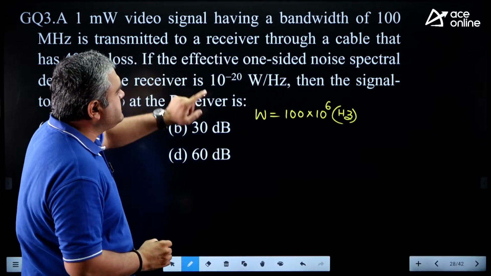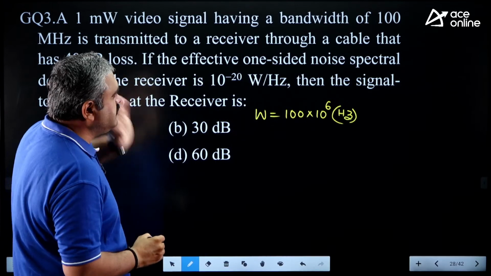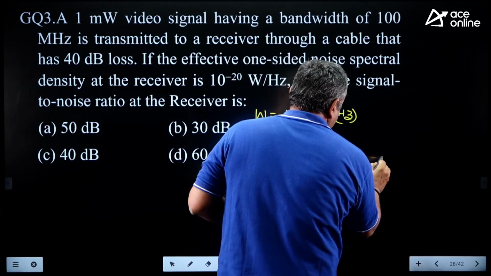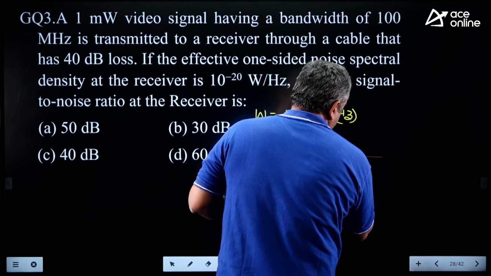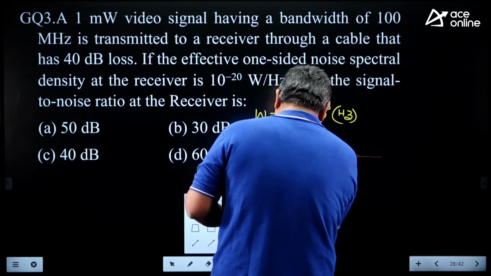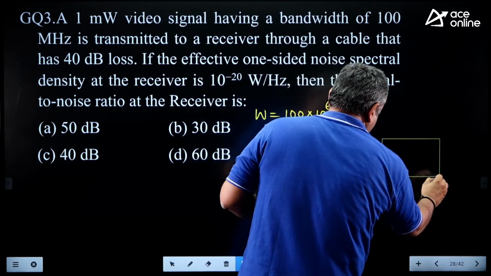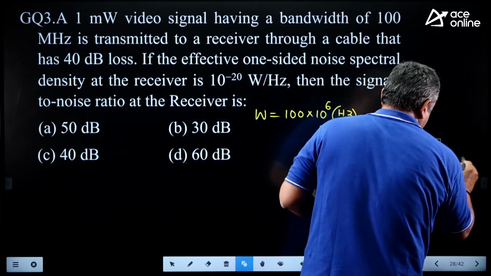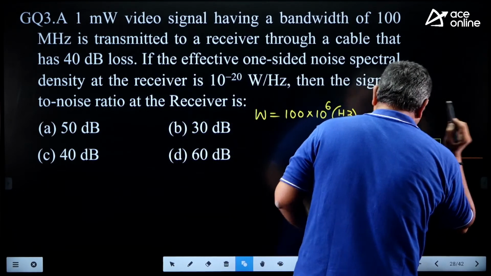A signal is transmitted to a receiver through a cable that has a 40 dB loss. That means what is happening here? You have your signal, and this is getting transmitted through a channel and then it is coming to a receiver. So in between you are having that channel.